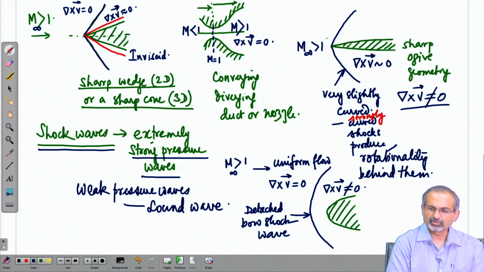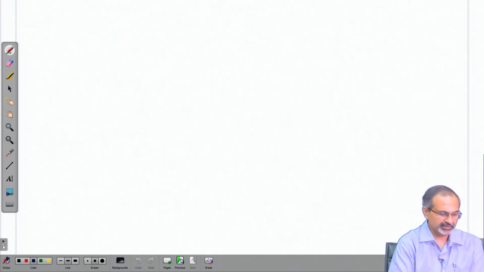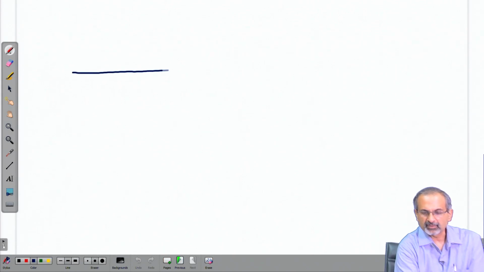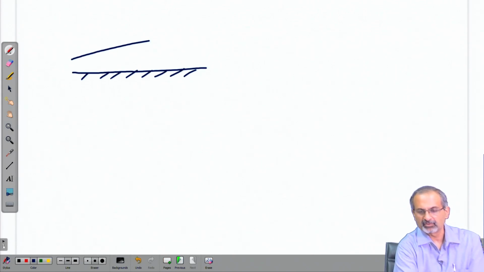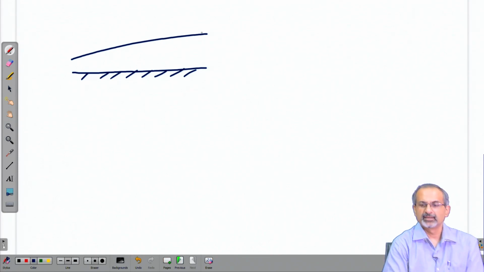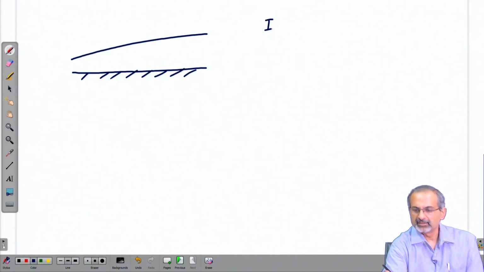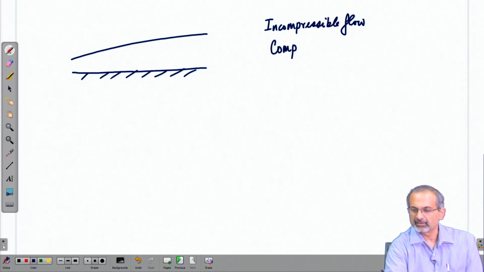We will cite one more situation which we have discussed earlier also, that is the boundary layer, the formation of a boundary layer over a certain surface. We have earlier discussed it in the context of incompressible flow. Similarly, in compressible flows, you can have a compressible boundary layer.